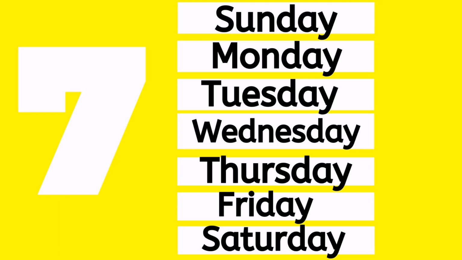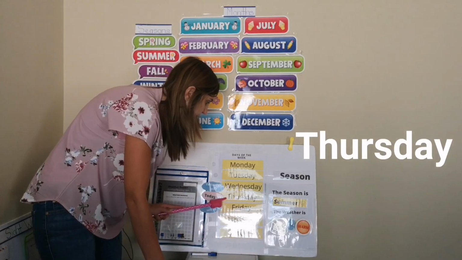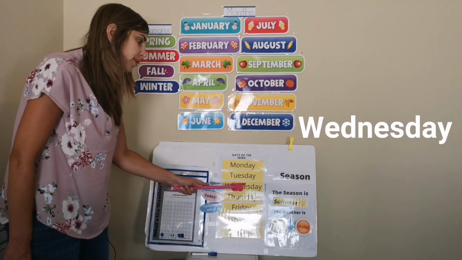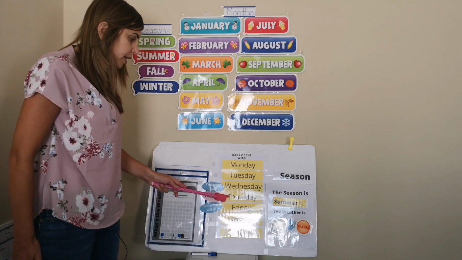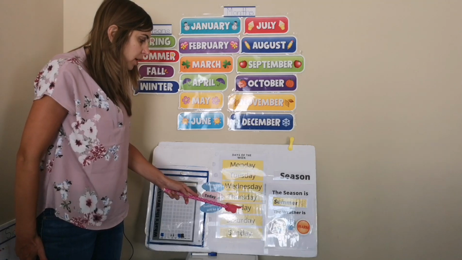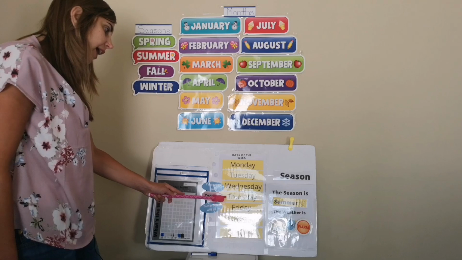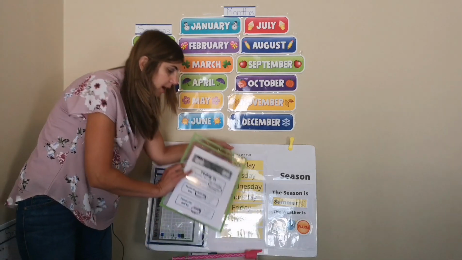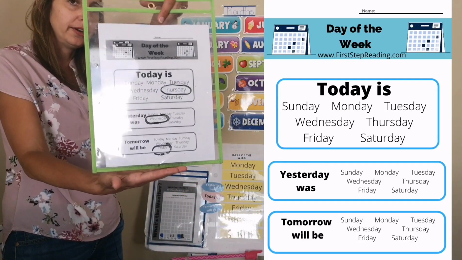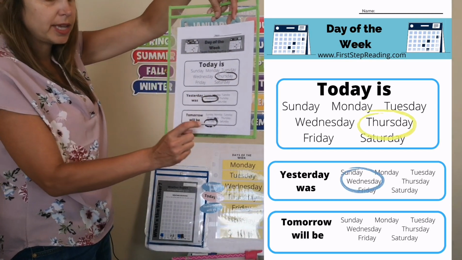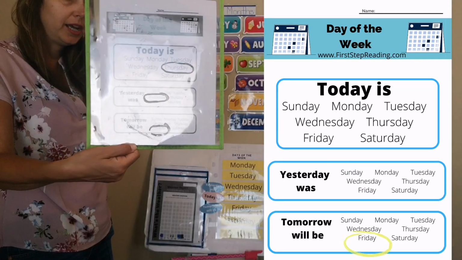So today, for this video, it is Thursday. And if today's Thursday, yesterday was Wednesday. And if today's Thursday, tomorrow is Friday. Okay? If you want to do that worksheet, it's here. You circle Thursday, then yesterday's Wednesday, and tomorrow is Friday.